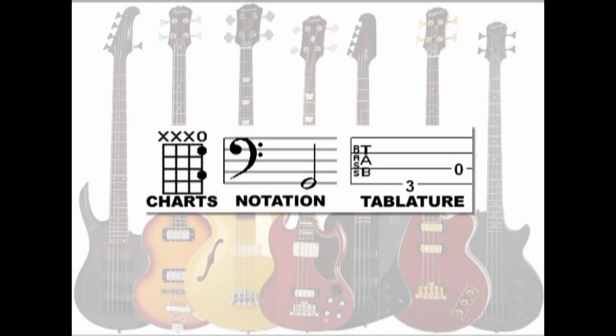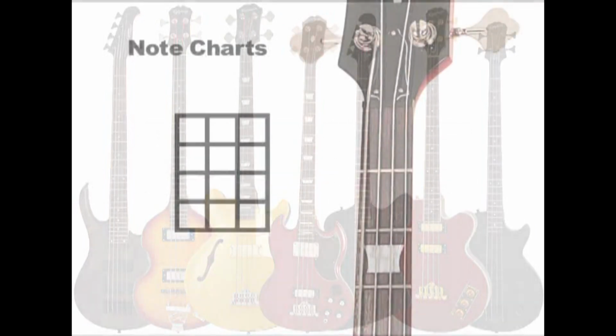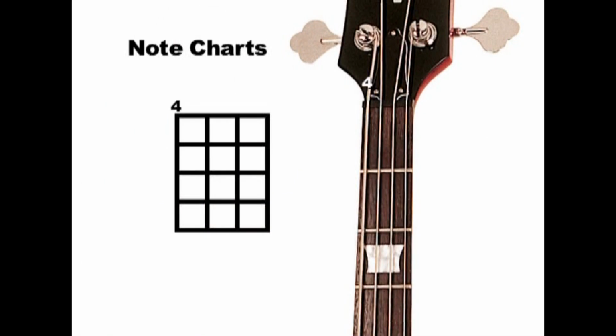This video uses chord charts, traditional music notation, and tablature, also known as tab. This is a note chart. Each vertical line, up and down line, represents a string. From left to right, the vertical lines represent the fourth or thickest string, then the third, second, and first strings. Each horizontal line represents a fret.